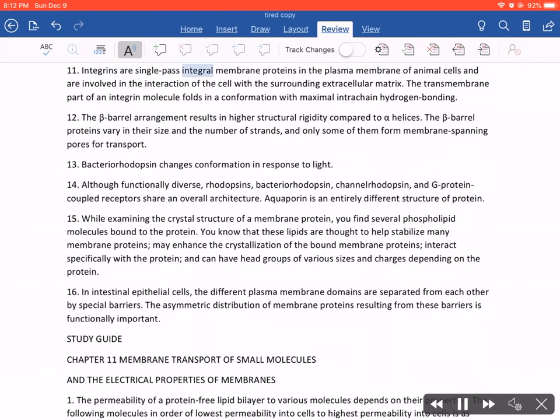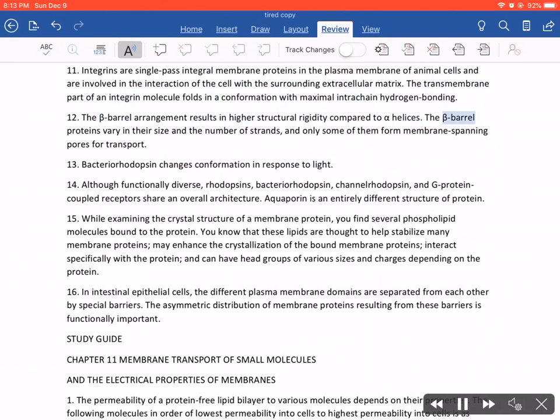Integrins are single-pass integral membrane proteins in the plasma membrane of animal cells and are involved in the interaction of the cell with the surrounding extracellular matrix. The transmembrane part of an integrin molecule folds in a conformation with maximal interchain hydrogen bonding. 12. The β barrel arrangement results in higher structural rigidity compared to α helices.